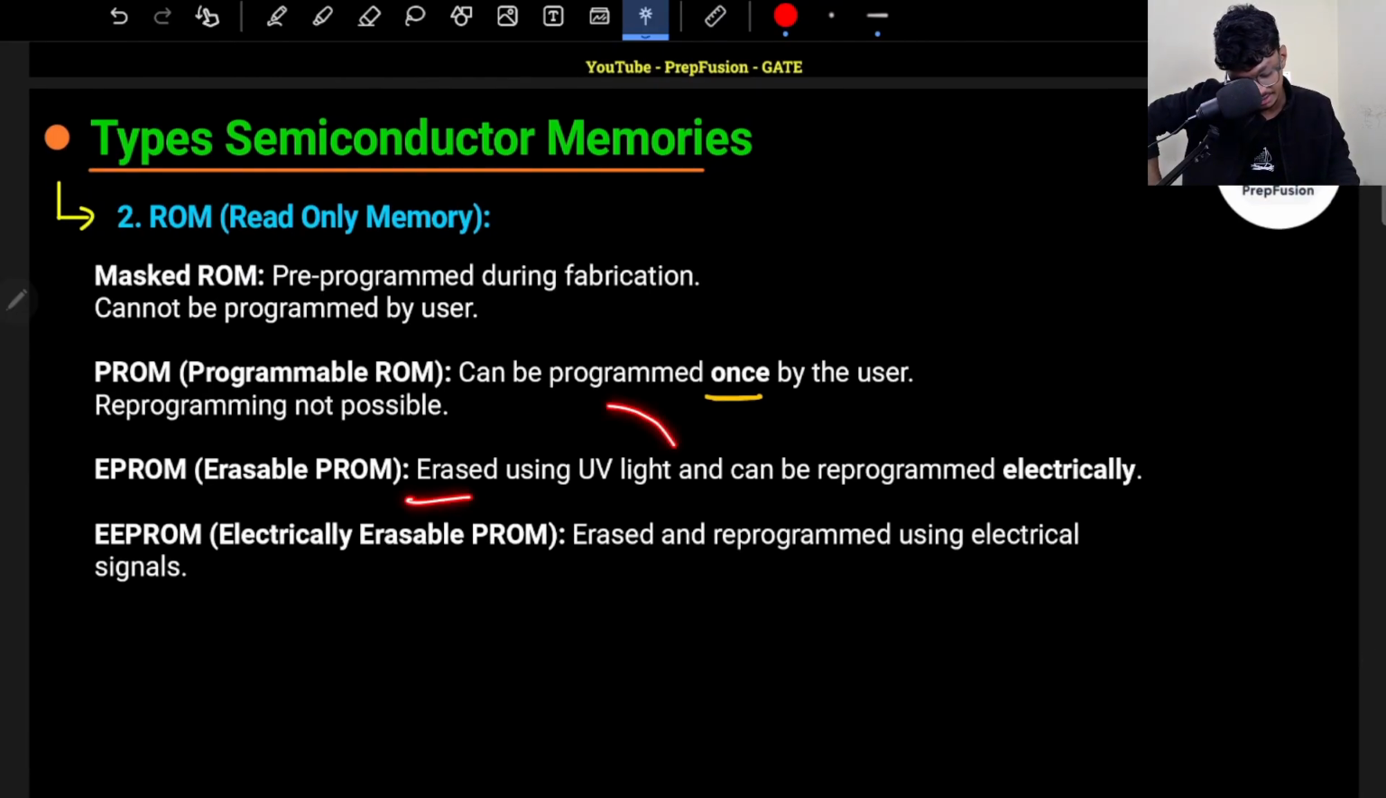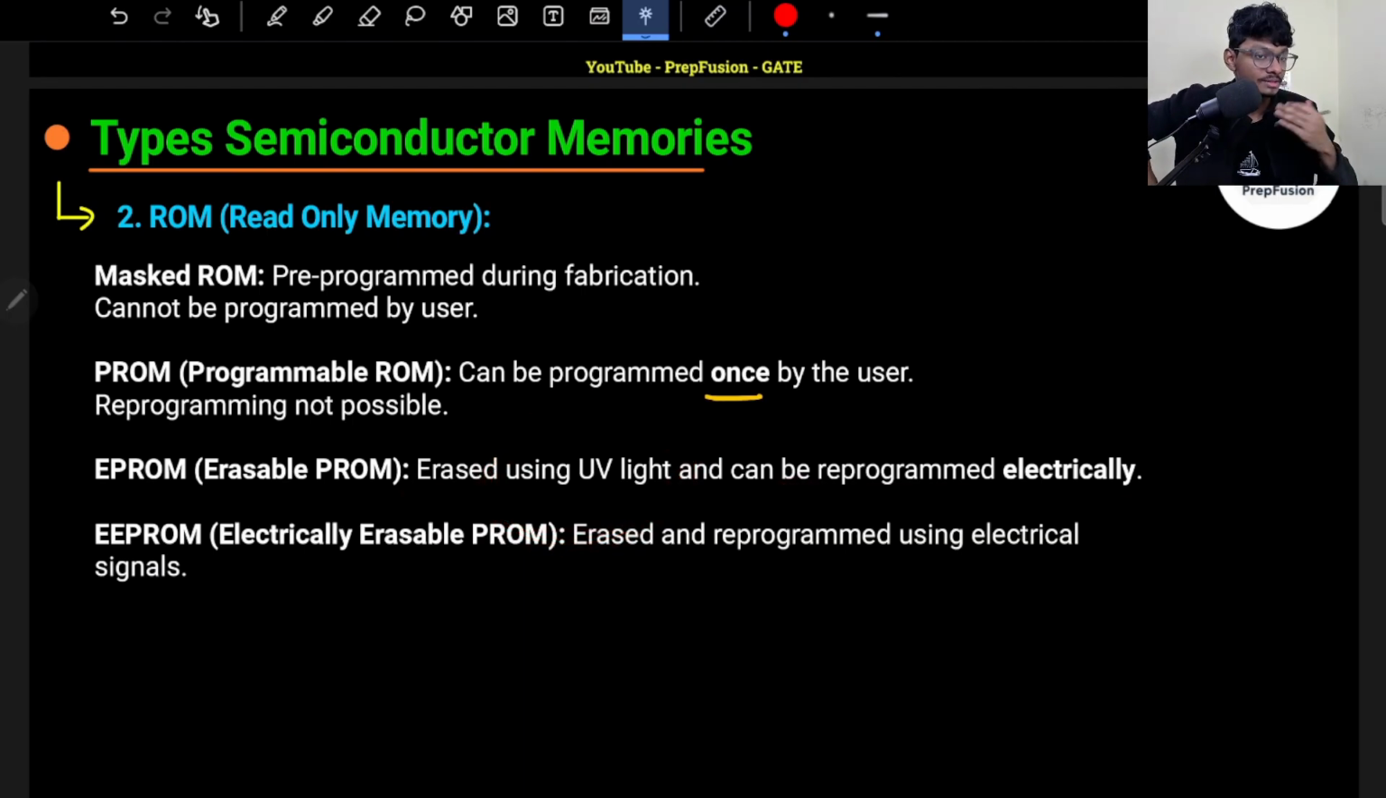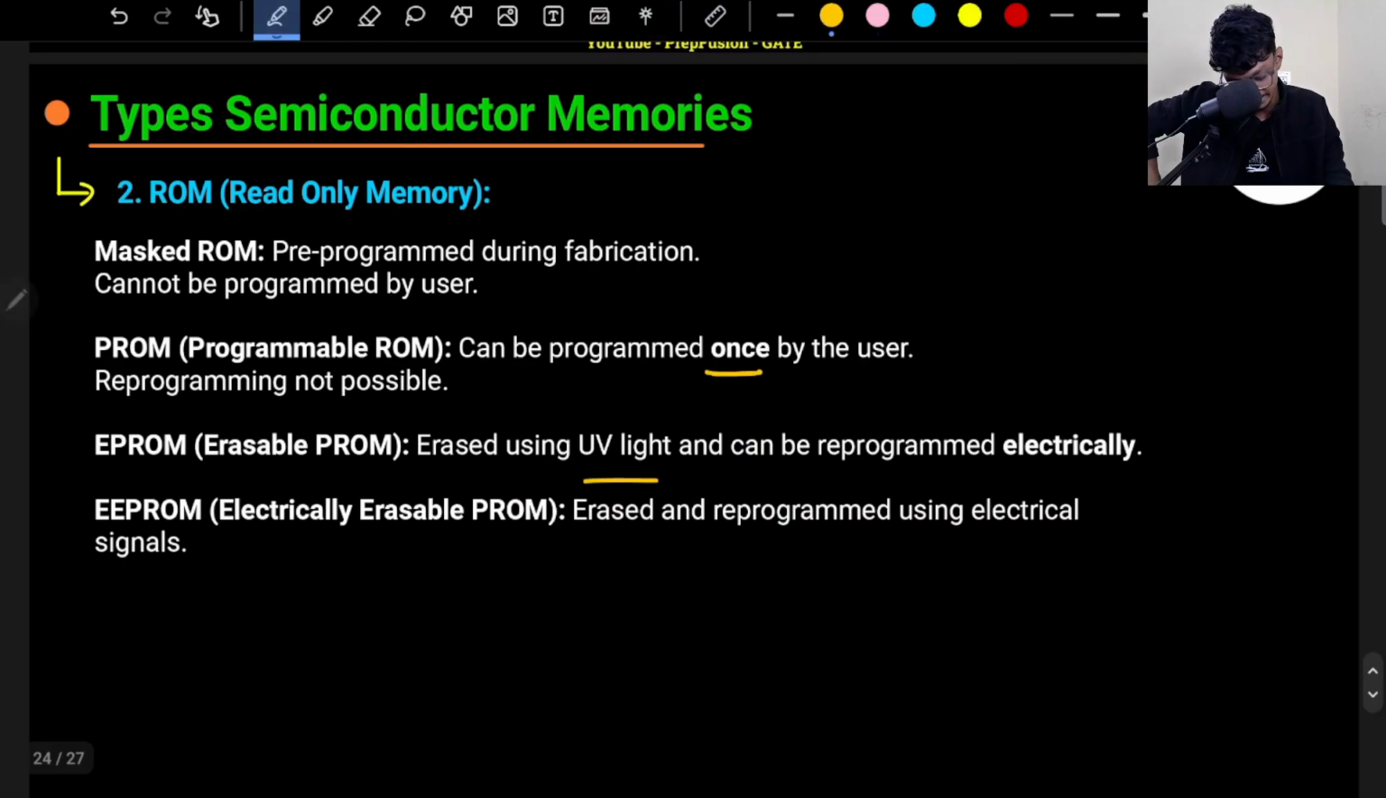So it can be erased. The EPROM can be erased using UV light and can be programmed electrically. I cannot simply erase it. I have to give some UV rays, then only I can erase the data. Erasing is not that simple. But programming is easy. I can electrically program, just like in a computer you write 1 or 0. But I cannot erase electrically, I have to erase using UV lights.